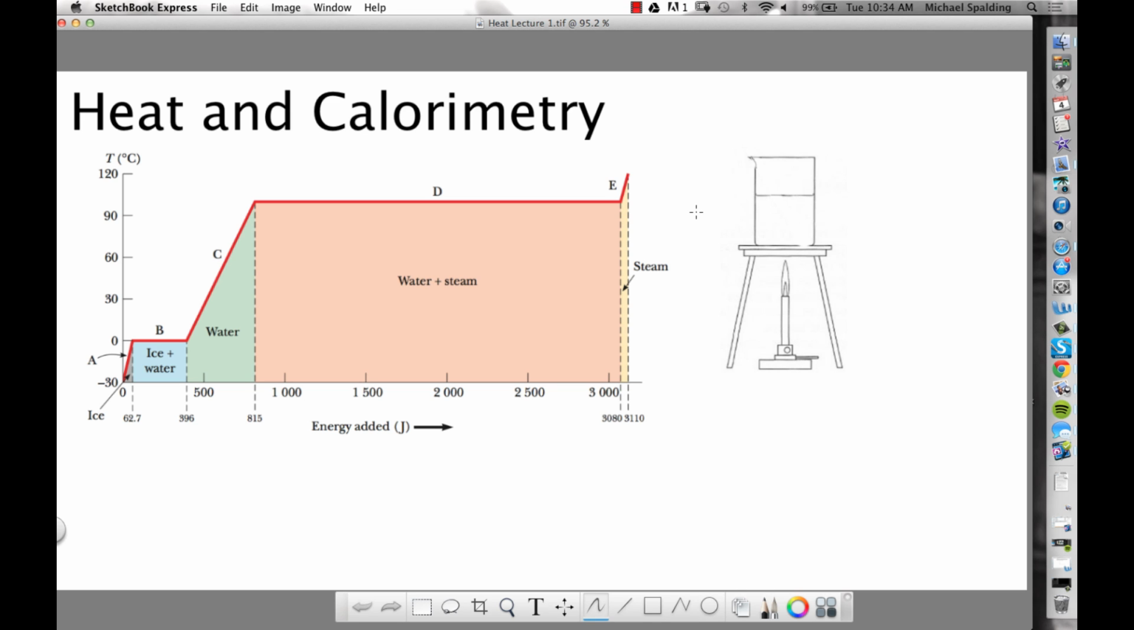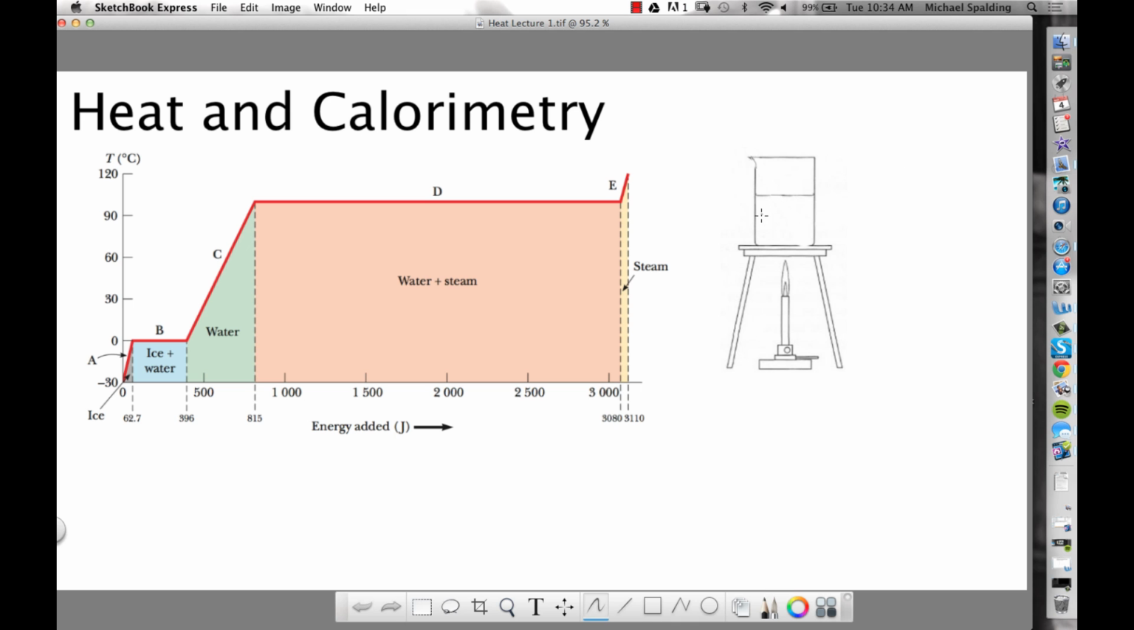All right, so this is heat and calorimetry. We're pretty much going to cover everything for this chapter in this lecture, and then the rest of the week we'll look at problems. All right, so the first thing to realize is how things heat up, and this is pretty much true for all substances, but not all. The most common substance you're going to come across in this chapter is water.